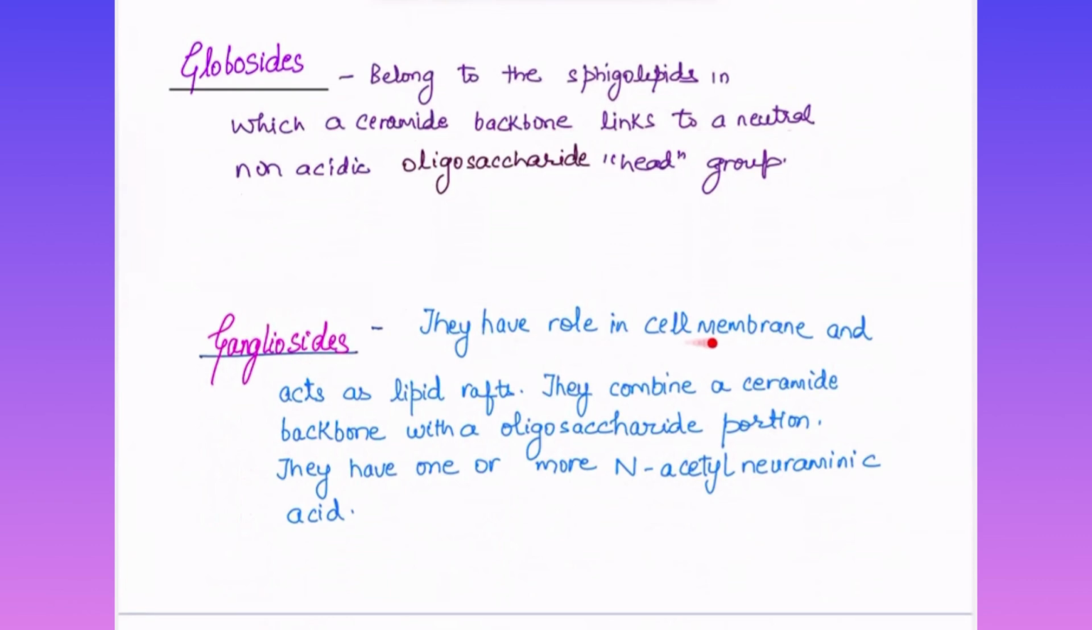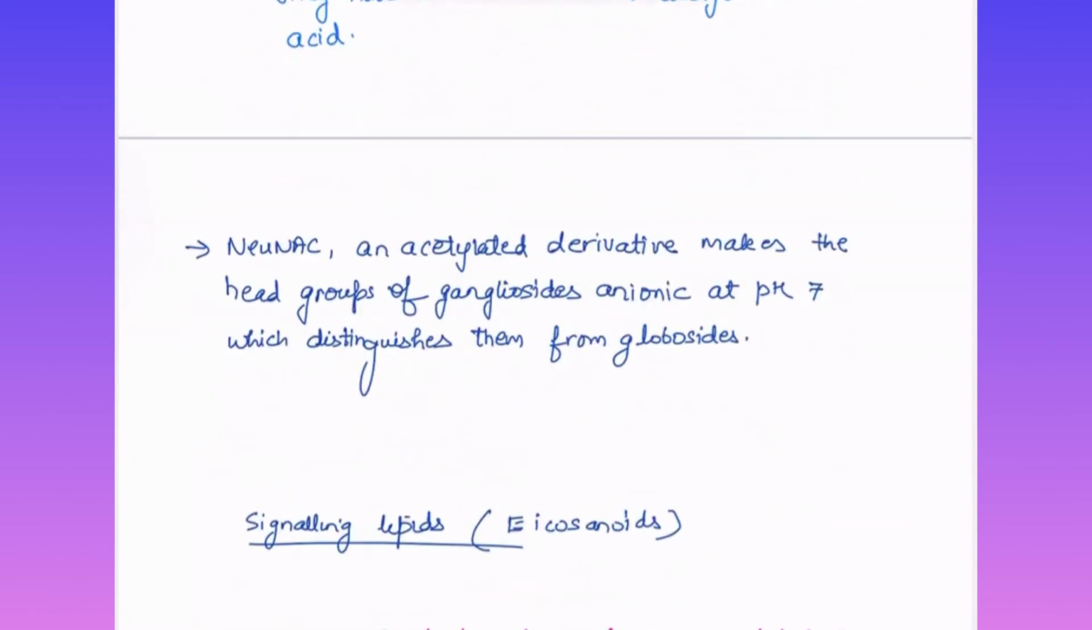Gangliosides have a role in the cell membrane and act as lipid rafts. They combine a ceramide backbone with an oligosaccharide portion. They have one or more N-acetylneuraminic acid, which is an acetylated derivative. It makes the head groups of gangliosides anionic at pH 7, which distinguishes them from globosides.